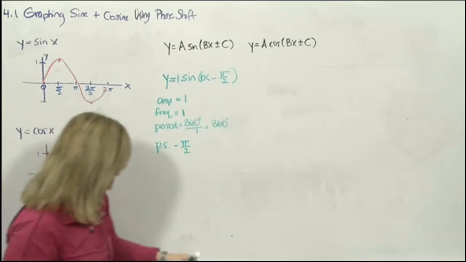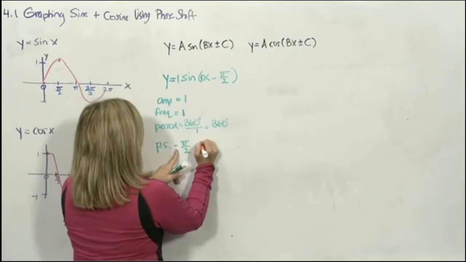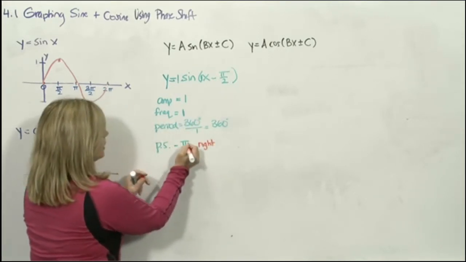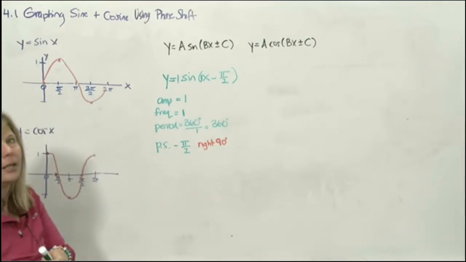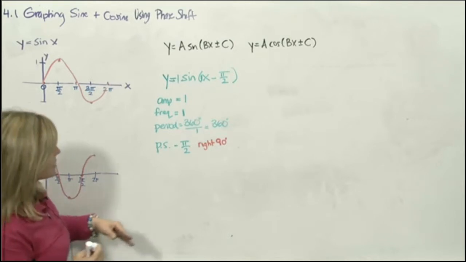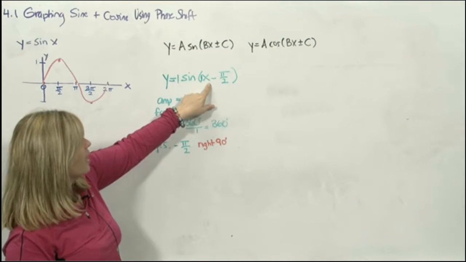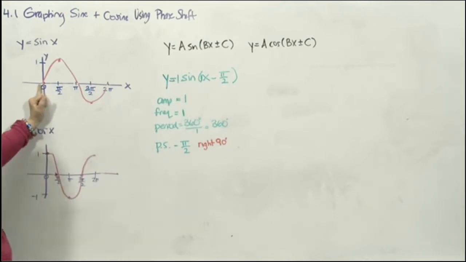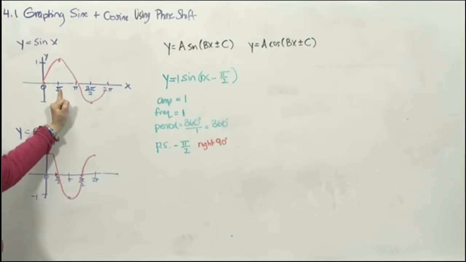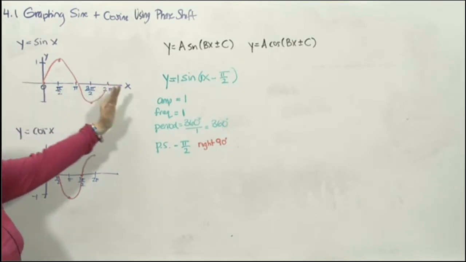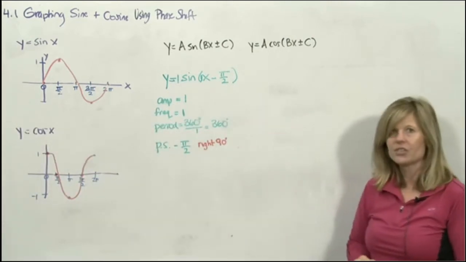What does that mean? It means when we graph this, the negative means we're going to move in the opposite direction. We're going to move to the right. And pi over 2 means we're going to move 90 degrees to the right. So what that means, guys, is by subtracting this number from the angle x, instead of my sine curve beginning here at 0, 0, this curve is going to go to the right and start here at 90 degrees. The whole curve is going to shift to the right. So I have all my information listed.